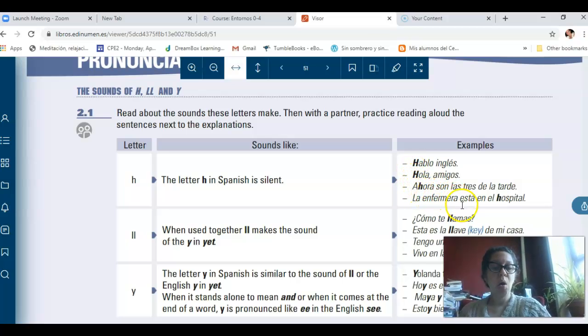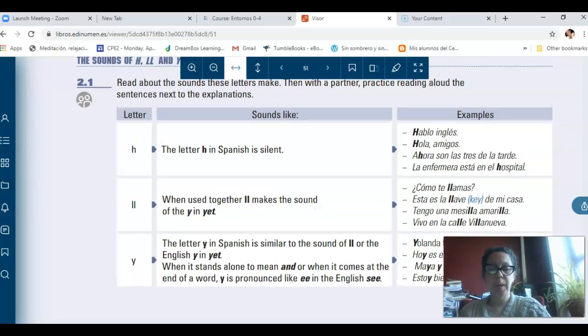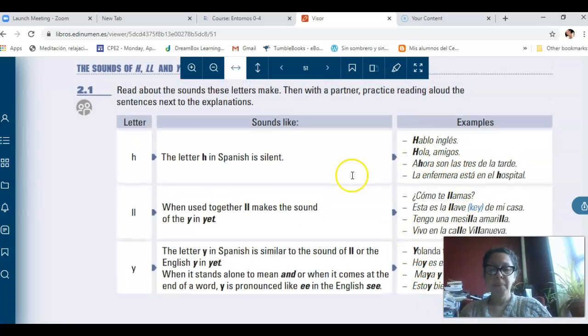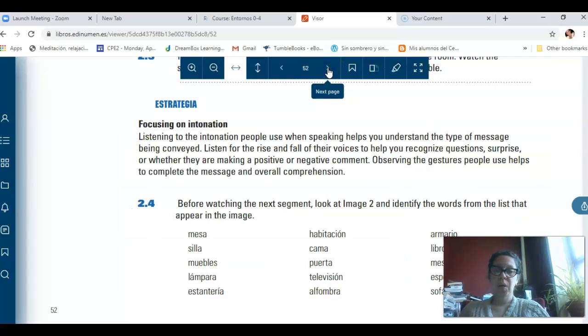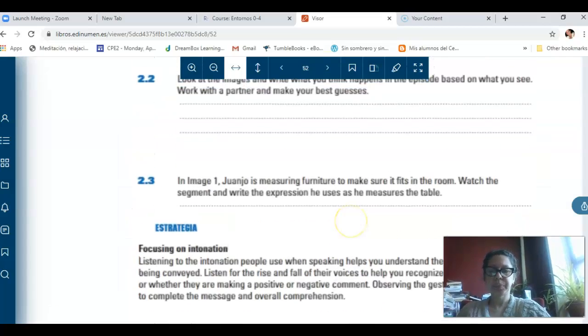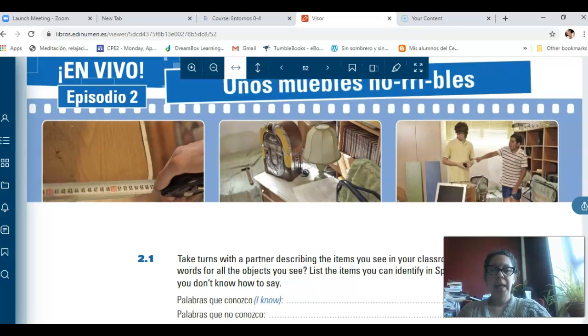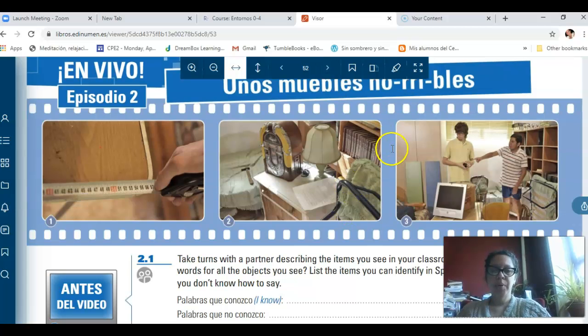Ahora, hospital. Okay. Bien. And then the double L and the Y, in reality, they have a similar pronunciation. Okay. When we say llamo, ¿verdad? Yo me llamo. So those are examples of the pronunciation. And then we have en vivo.